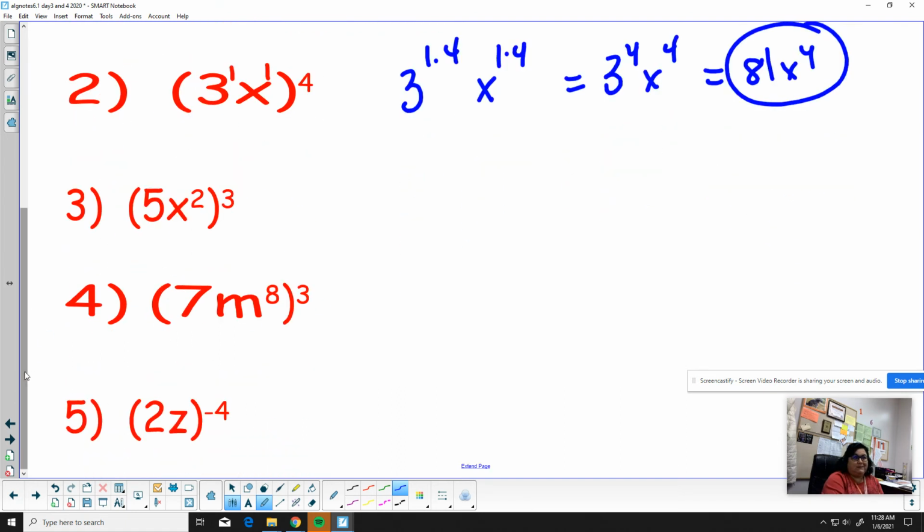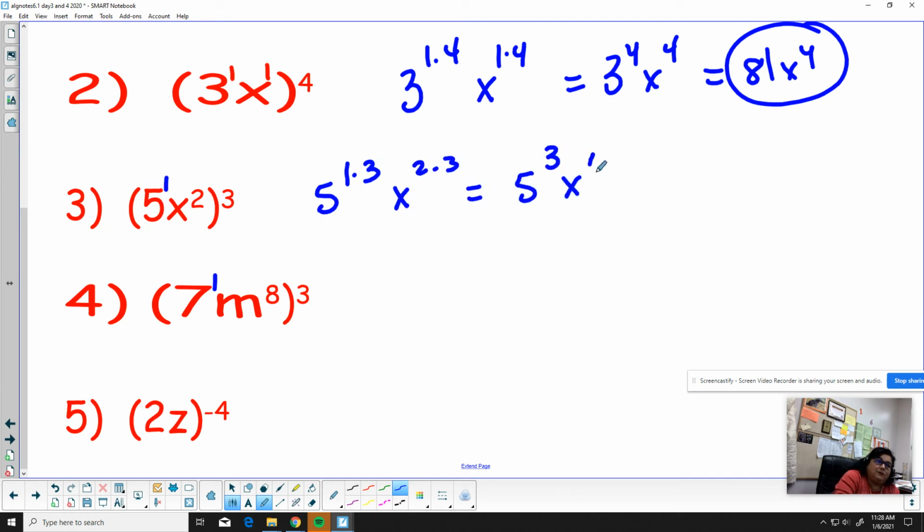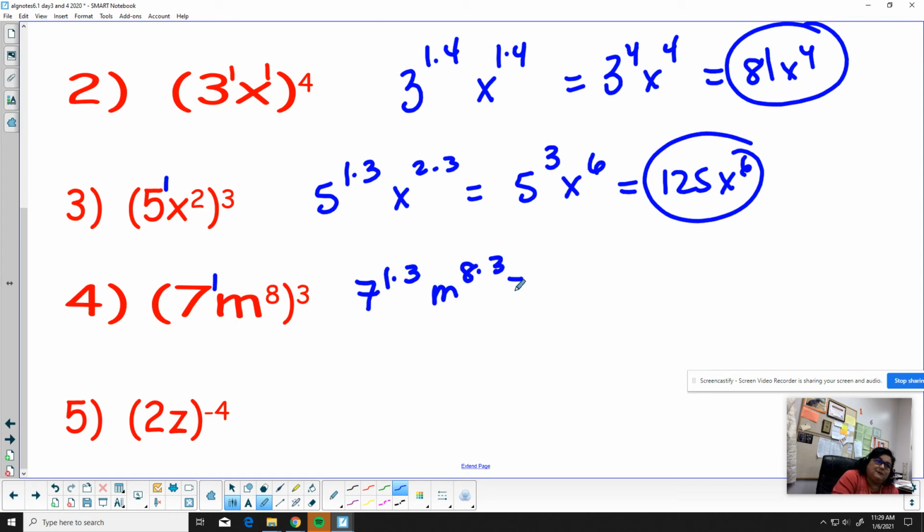You try number 3. It's the same thing. And number 4. So press pause and give those a try, please. So this would be 5 to the 1 times 3 and x to the 2 times 3. So 5 to the third, x to the 6th is 125 x to the 6. Same thing here. So 7 to the 1 times 3 and m to the 8 times 3. So that's 7 to the third, m to the 24.